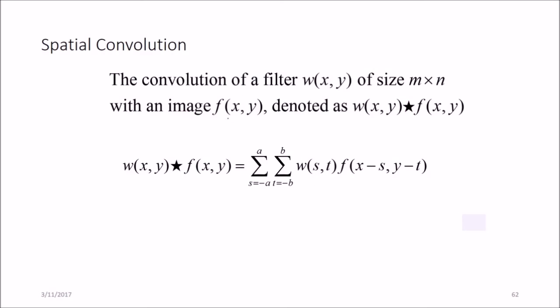The convolution, on the other hand, of a filter w(x,y) of size m by n, which is applied on f(x,y), is denoted by w(x,y) star f(x,y), and it will be given by the sum from minus a to a and minus b to b of w(s,t) f(x minus s, y minus t).